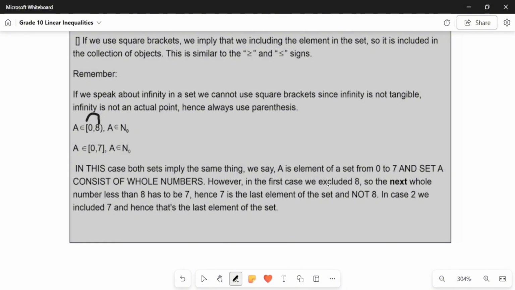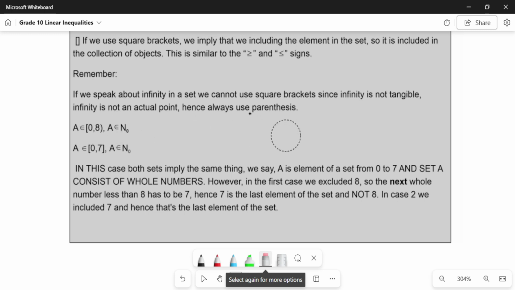However, in the first case, we exclude the 8. We're excluding it. So the next whole number that is less than 8 has to be 7. See what I said there? I said, okay, if I didn't include that part there, I'm excluding 8. What's the next number close to 8? It will be 7.99999 and so on, recurring. That's the next number that is as close as possible to 8.